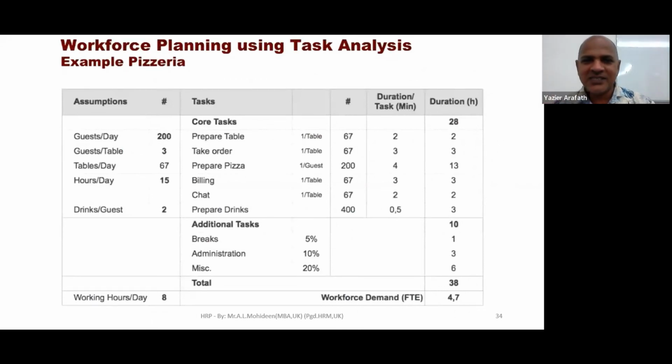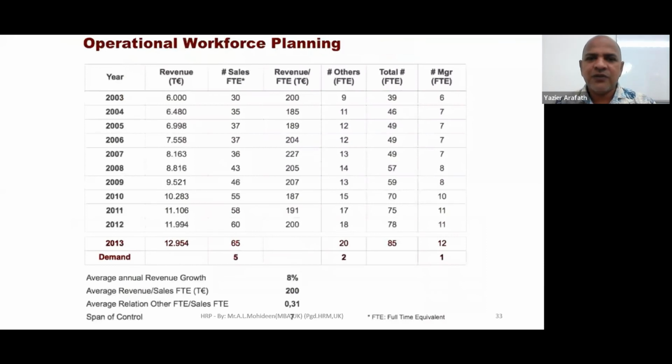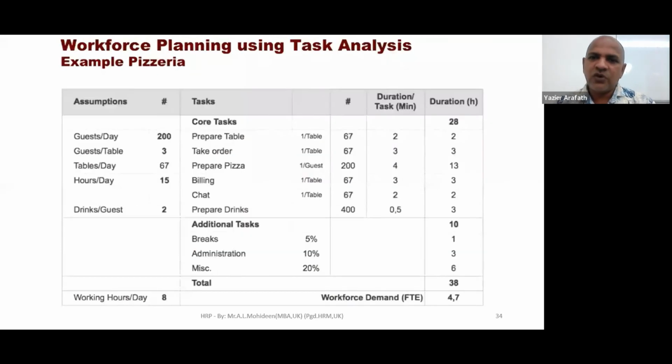Who can interpret this from the Pizza Hut? This is task analysis. This is workforce planning, based on the data and the trend you can see. We will discuss one by one. So let's go for task analysis.